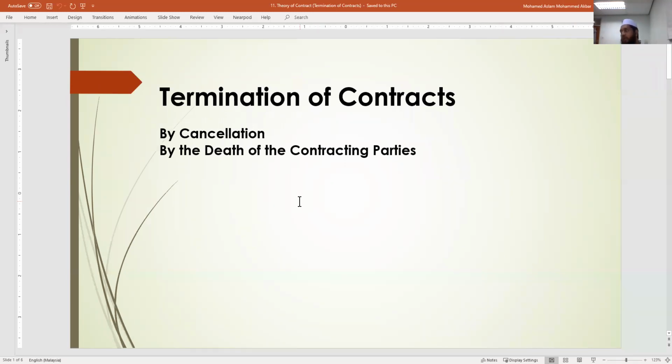This means that while you are doing the contract, it might take some time to conclude it. Maybe it is in the process of negotiation, or in the process of agreement and writing. So that kind of contract might take some time. If either one of the parties passed away, then the contract will be terminated.